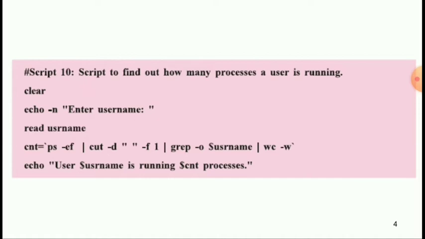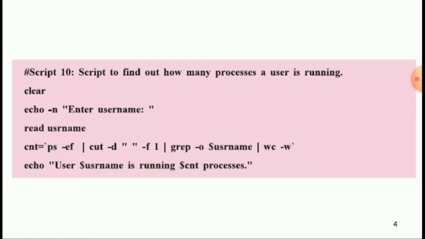Save the script as script10.sh and let us try to understand the working of the script. The first command clears the contents of the screen, and then a message is displayed for the user to enter a username. The read command then assigns the string read from the keyboard to the variable username.